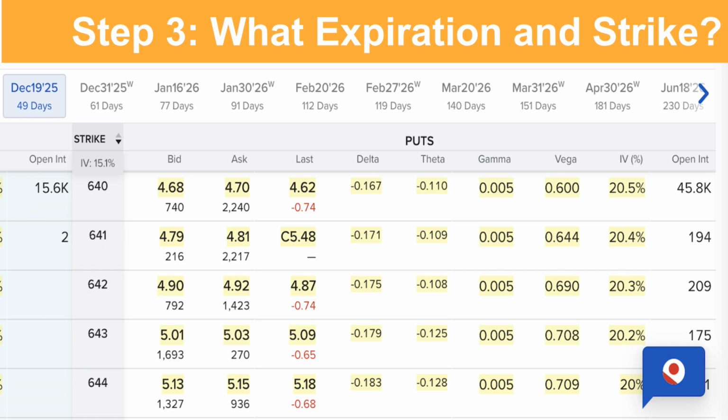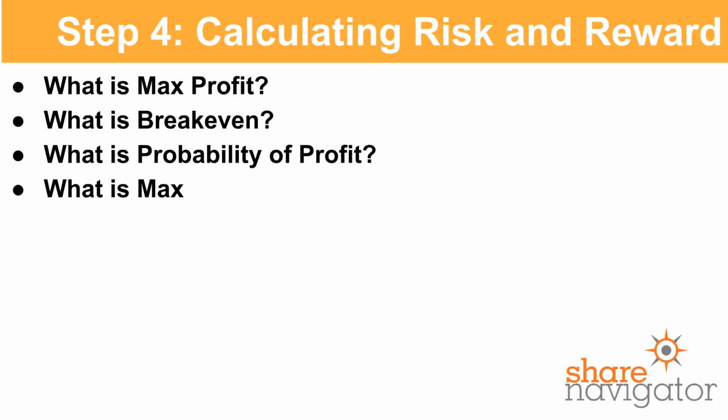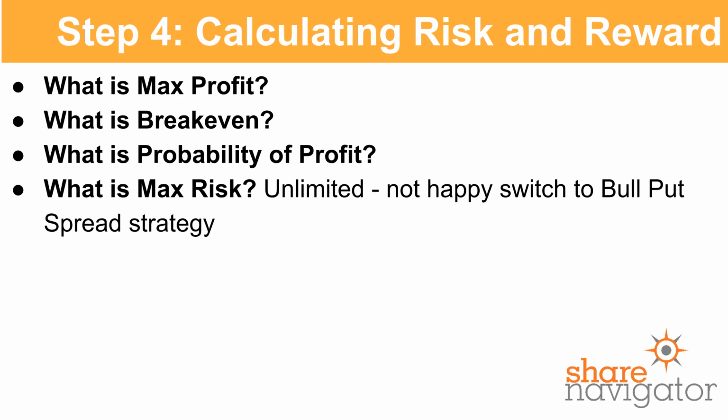And that delta tells us we're going to have well over an 80% chance of winning in this trade. So we're going to pick that strike, the 640 strike. So step 4 is calculating your risk and reward. What's your max profit, break even, probability of profit, and your maximum risk? This is all going to be done for you in the next step through your online broker. And we're going to show you how.